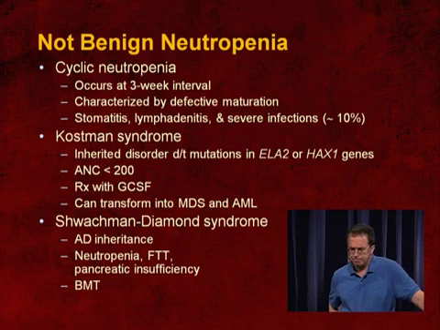Kostmann syndrome. Inherited disorder due to mutations in a couple different genes. Classically, a very severe neutropenia, less than 200. Got to be treated with G-CSF. Important in that it can transform into myelodysplastic syndrome and AML. Shwachman-Diamond, autosomal recessive, neutropenia, failure to thrive, pancreatic insufficiency, needs bone marrow transplant.